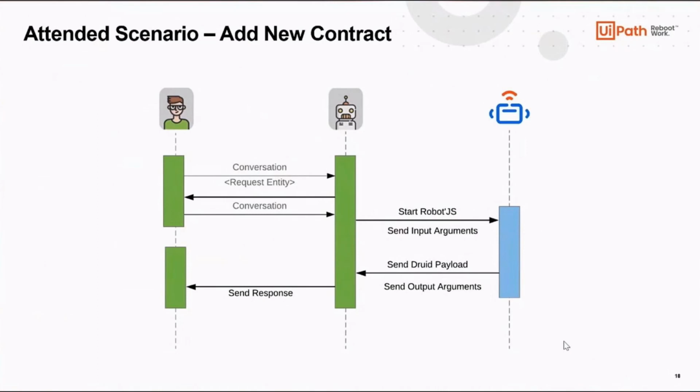The second demo is about an attended scenario where an account manager wants to create a new contract and validate the info before creating it. After the initial discussion between the human and the chatbot, the chatbot sends the input data to the UiPath bot, which performs the process and sends the output argument back to the chat, and the chat would respond to the human user.